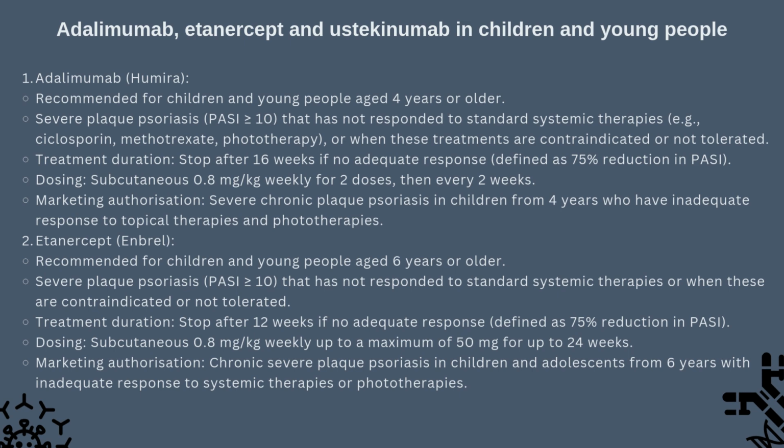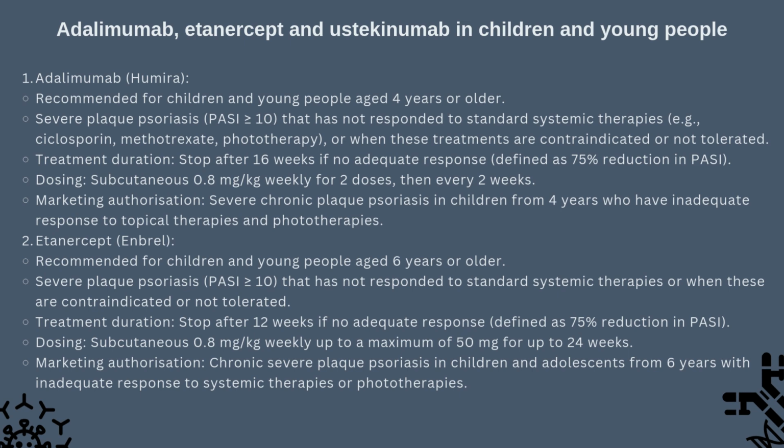Adalimumab, etanercept and ustekinumab in children and young people. Adalimumab, Humira, is recommended for children and young people aged 4 years or older with severe plaque psoriasis, PASI ≥ 10, that has not responded to standard systemic therapies, for example cyclosporin, methotrexate, phototherapy, or when these treatments are contraindicated or not tolerated. Treatment duration: stop after 16 weeks if no adequate response, defined as 75% reduction in PASI. Dosing: subcutaneous, 0.8 mg per kilogram weekly for 2 doses, then every 2 weeks.